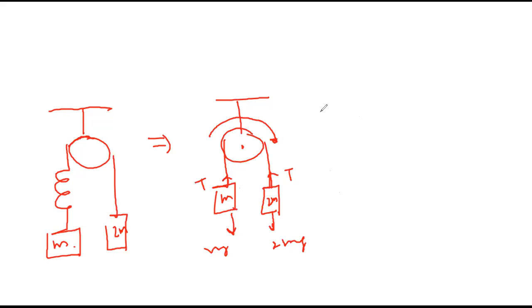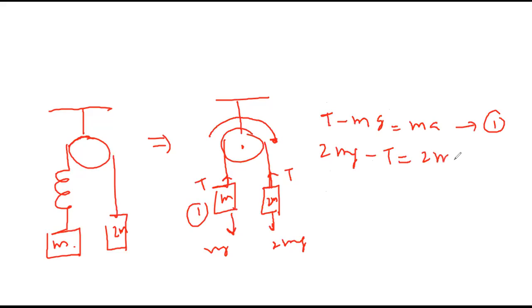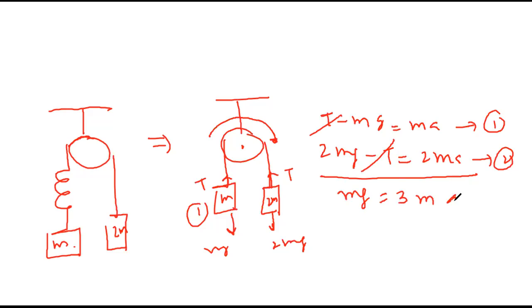So therefore I can say, in the first case, T minus mg equals ma. Correct? Any doubt in the first case? No, sir. In the second case, 2mg minus T is 2 times ma. Now when you add these, T will get cancelled. You will get mg as 3ma. So a will become g by 3.